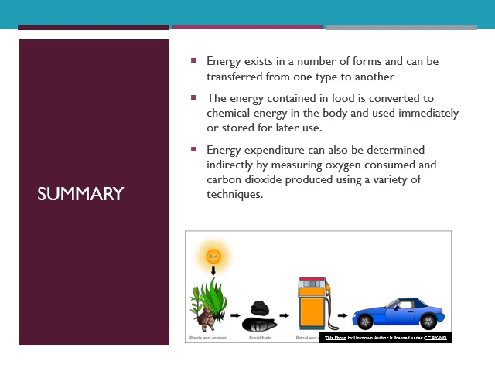So in summary, energy can exist in a variety of forms and can be transferred from one type to another. The first law of thermodynamics states that in a closed system, energy is neither destroyed nor created. The energy that is contained in our food is converted into different types of energy that are used by the body, such as chemical energy, energy for transportation, energy for mechanical movement. Energy that is consumed in excess will be stored for later use as fat.